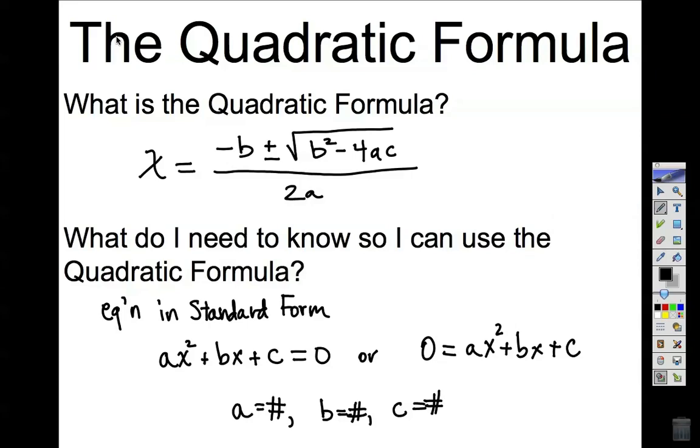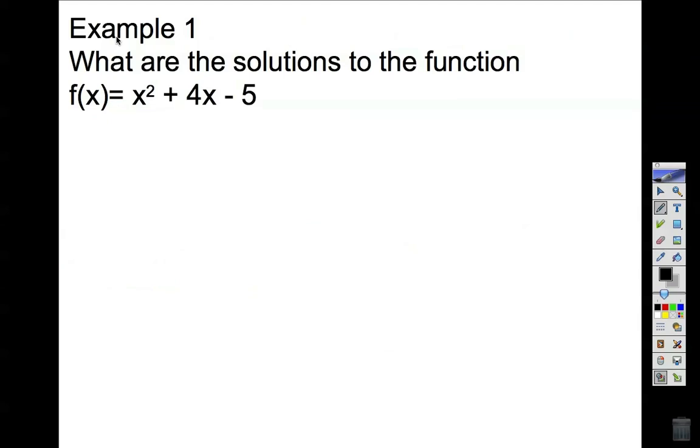So now let's use the quadratic formula in our first example. We are asked, what are the solutions to the function f of x equals x squared plus 4x minus 5? We have to use the quadratic formula because we are finding a solution or solutions to this particular function. So we have x squared plus 4x minus 5. We need to know what our a, b, and c are in order to use the quadratic formula.